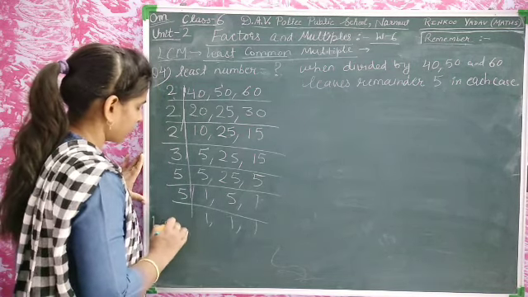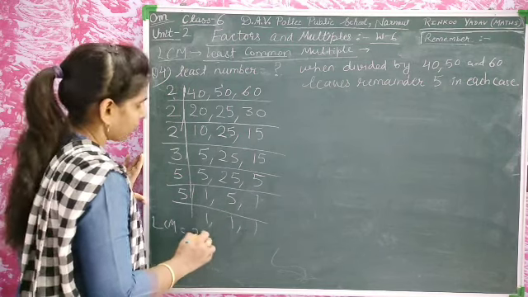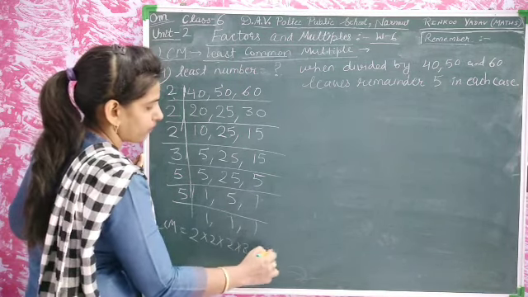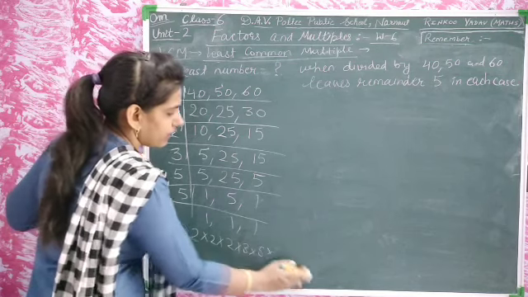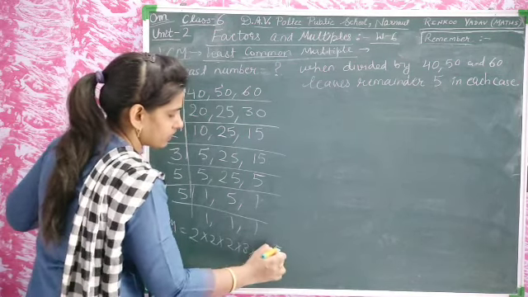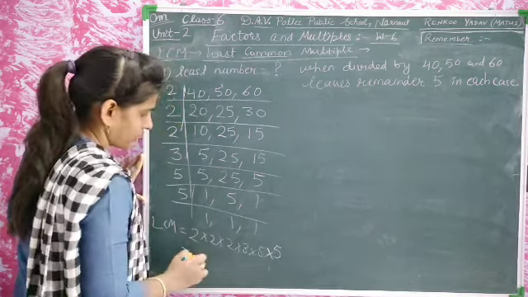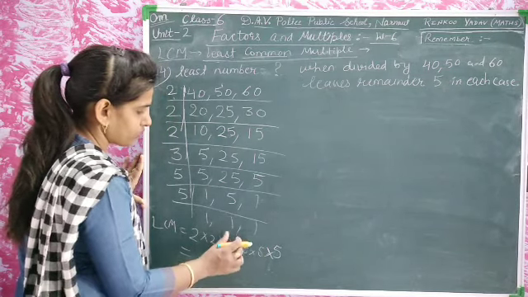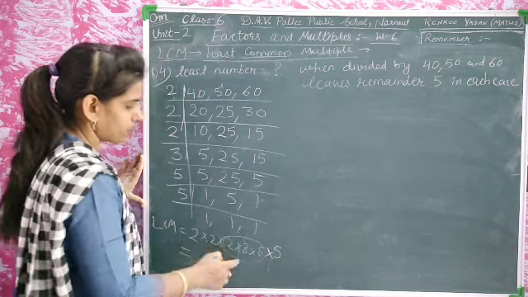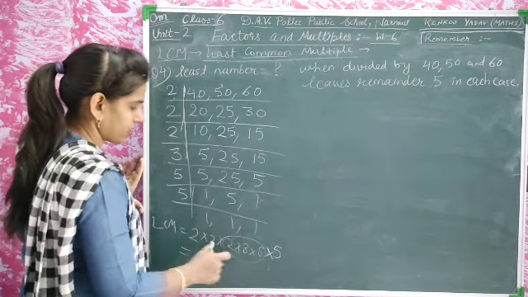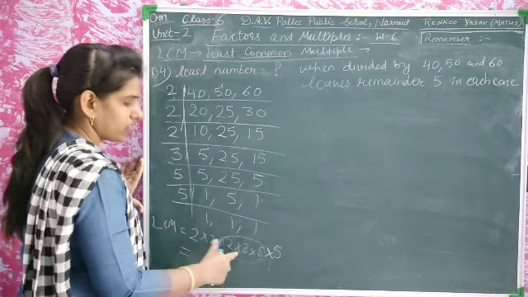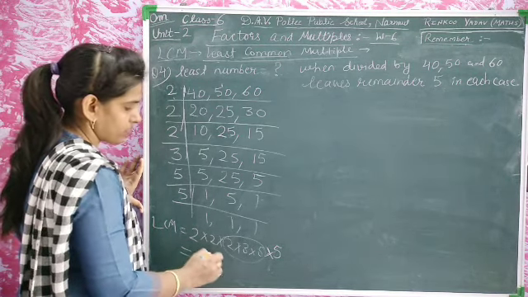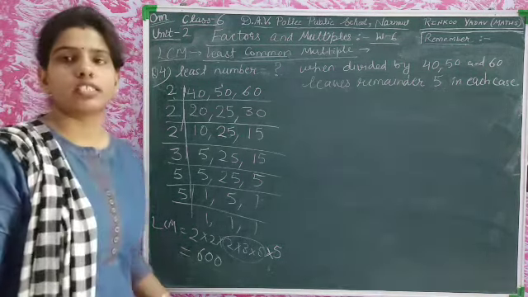Now the LCM is 2 into 2 into 2 into 3 into 5 into 5. This will be the LCM of these numbers. And we will get 5 3 are 15, 15 2 are 30. It will become 30, and this is 5 2 are 10, 30 into 10, 300, 300 2 are 600. We get the LCM here, 600.